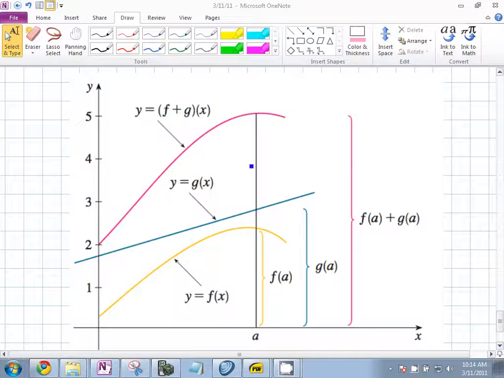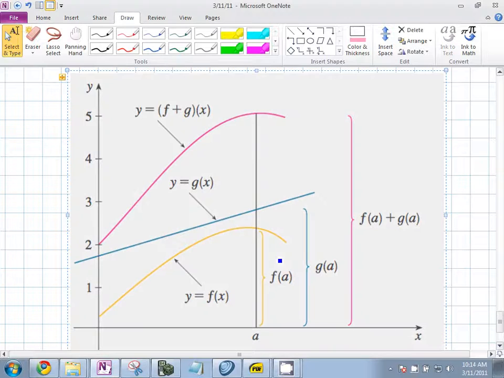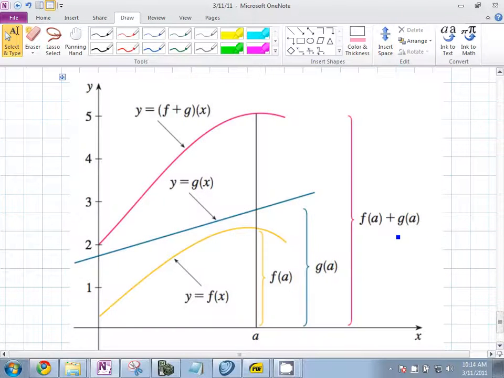What is f of A? For specific values. So from here to here, the distance underneath the function is the function evaluated at A. So right from here to here, this represents f of A. Yep, sorry. This represents g of A, and what does this represent?